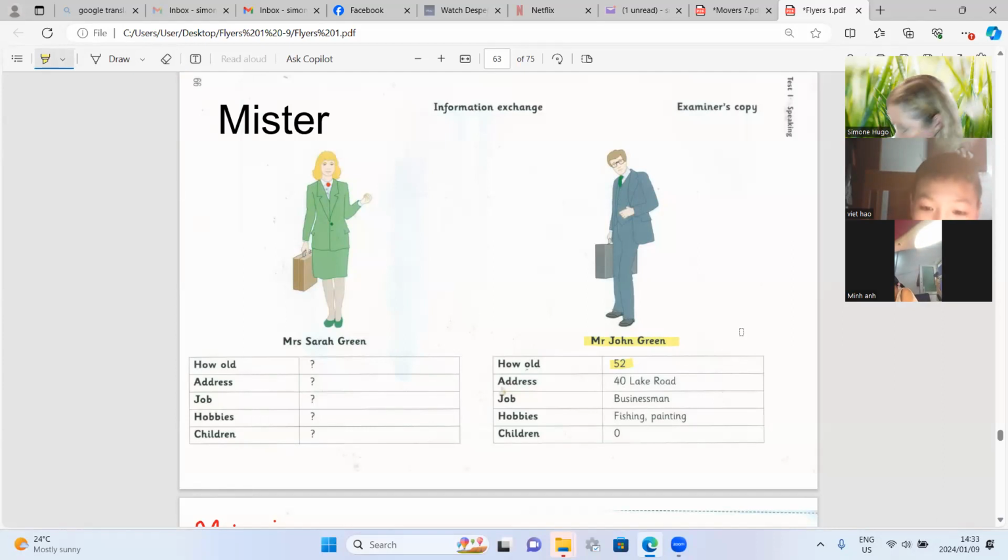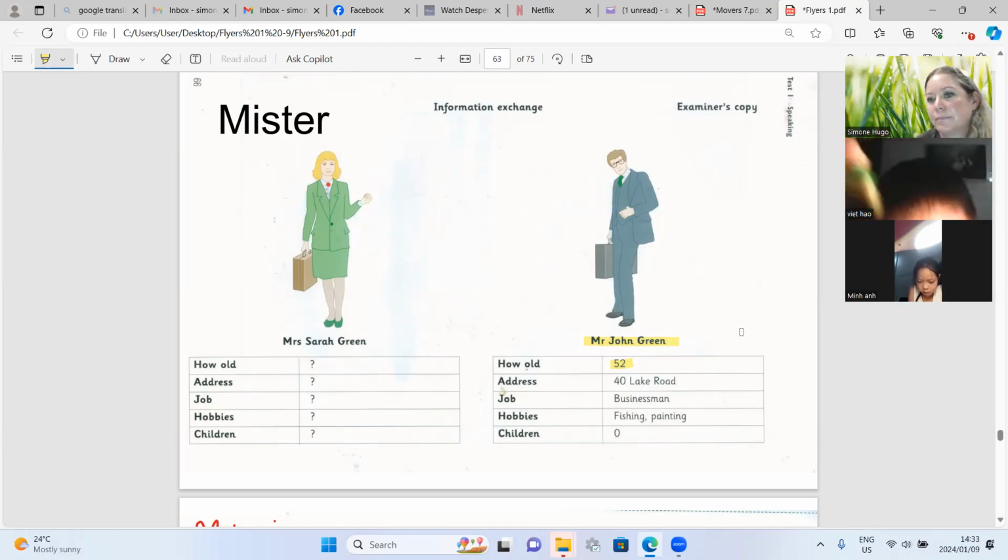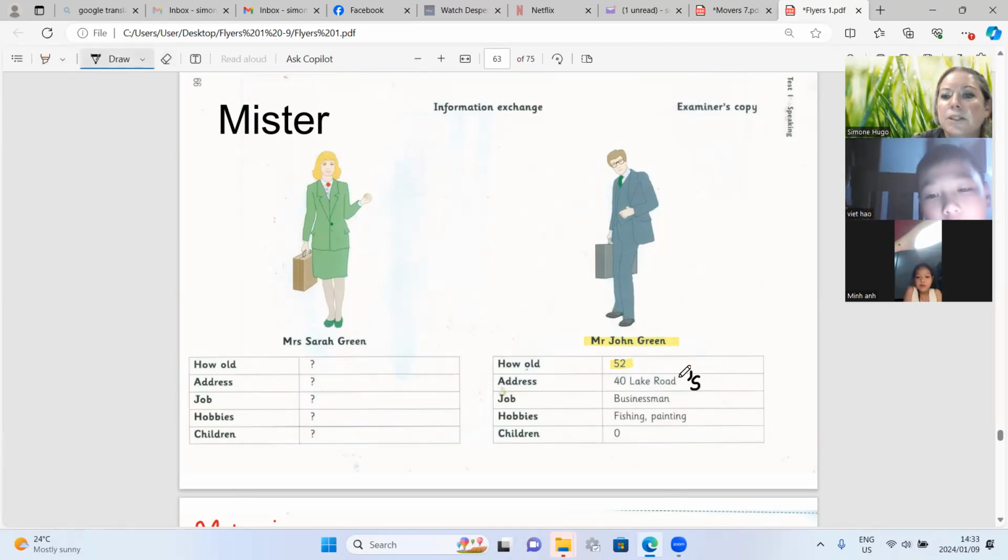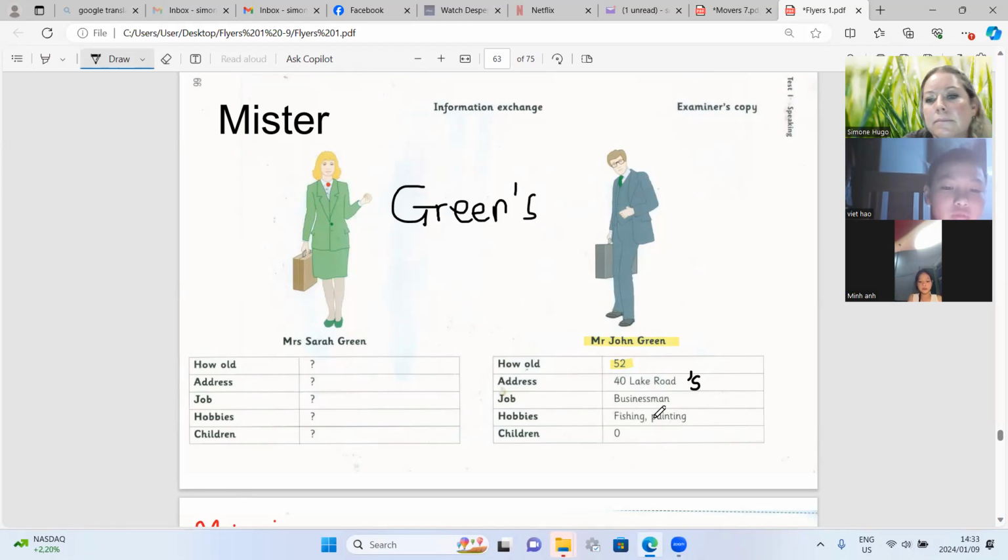What is Mr. John Green's address? Mr. John Green's address is 40 Lake Road. Okay, you ask the next question, Minh An.